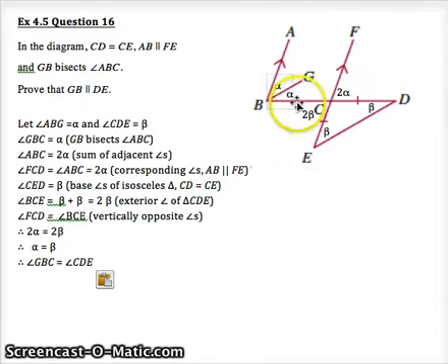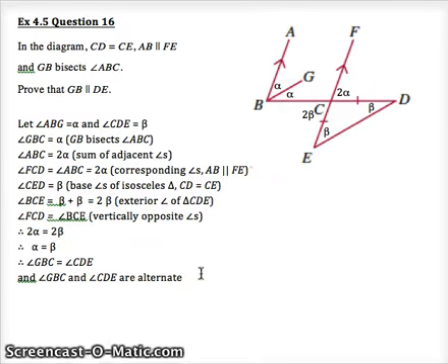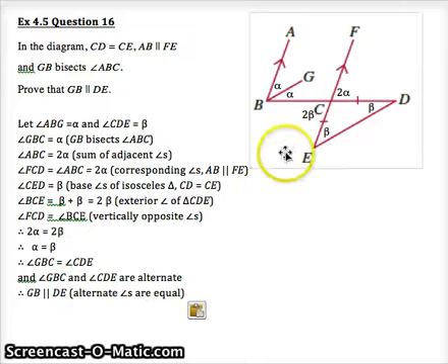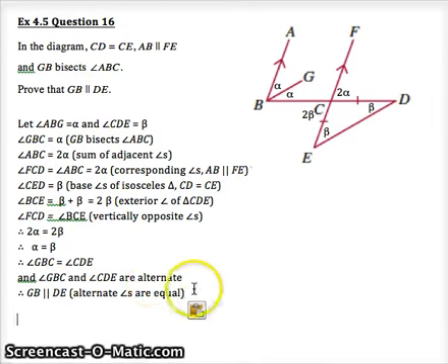So angle GBC equals angle CDE. And we can also say that their positions are that they are alternate angles. So those two angles, GBC and angle CDE, are alternate as well, and they're also equal. So therefore, the conclusion is that GB is parallel to DE because alternate angles are equal. And that's the end of this question.